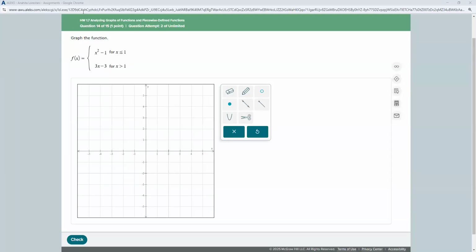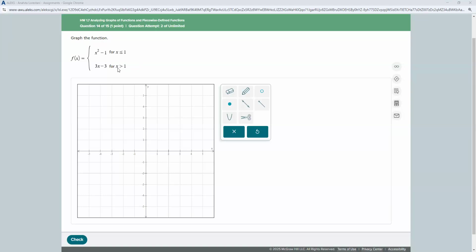Okay, we want to graph problem number 14 from section 1.7 in ALEKS. We have a piecewise function. Piecewise function means a function that has multiple equations. So one function is x to the power 2 minus 1, but this function is good for x's that are less than or equal to 1. So from here all the way to infinity for these x's, I will have that graph.